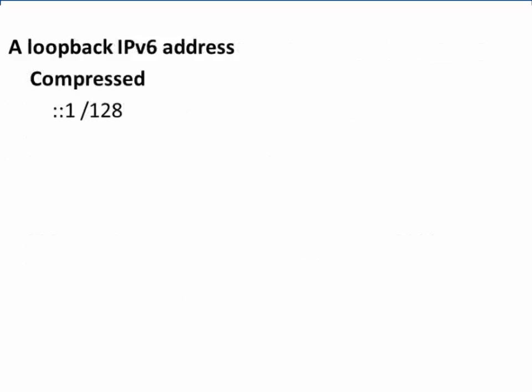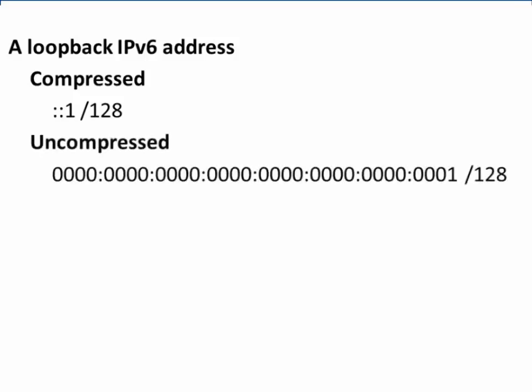A loopback IPv6 address in compressed format looks like this: ::1/128. In this address, the /128 signifies a network of only 1. Uncompressing this address, we can see that we now have 8 hextets with the 1 at the end on the right-hand side, /128. You can see how much easier it is to write the address in the compressed format.